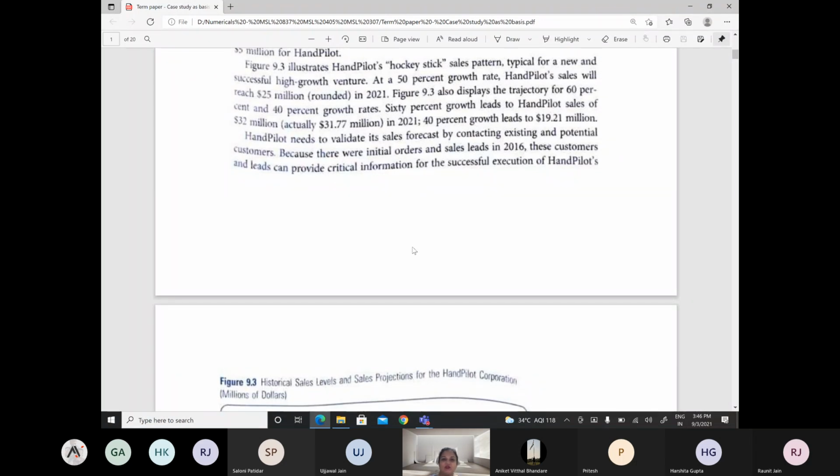At a 50% growth rate, Handpilot sales will reach 25 million in 2021. Figure 9.3 also displays a trajectory for 60% and 40% growth rates. 60% growth leads to Handpilot sales of 32 million in 2021 and 40% sales growth leads to 19.21 million.